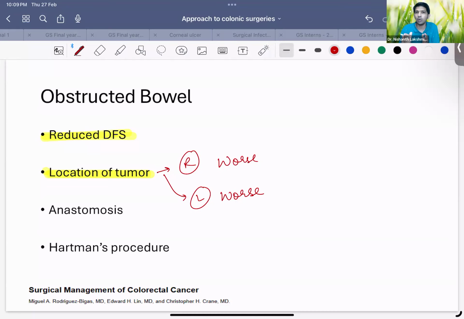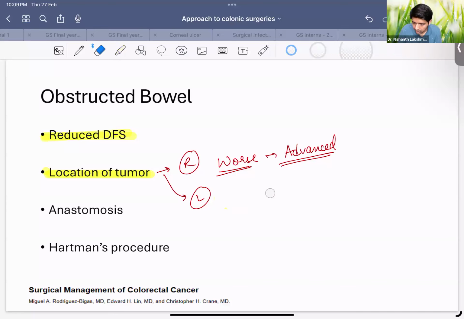So it has nothing to do with the anatomy. But basically, common sense says that if a right-sided tumor has to cause obstruction, it has to be in a very advanced stage. And that is what makes it worse. So a right-sided obstruction has a much worse prognosis as compared to a left-sided obstruction.